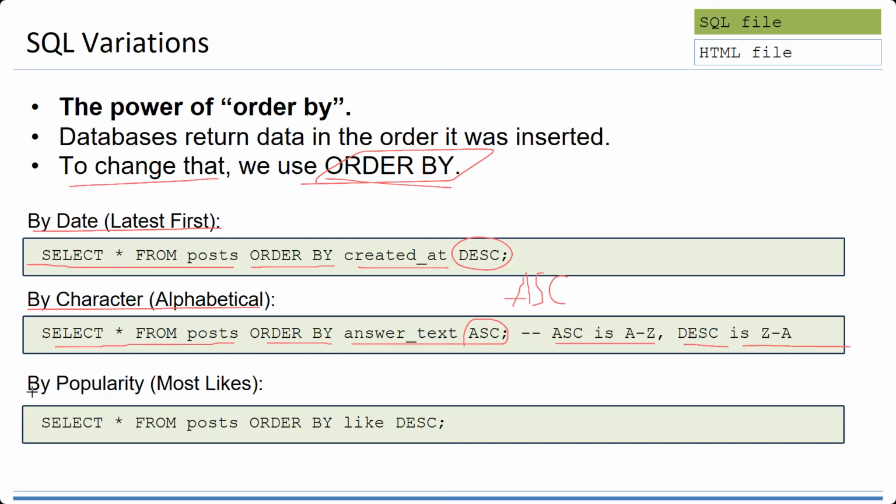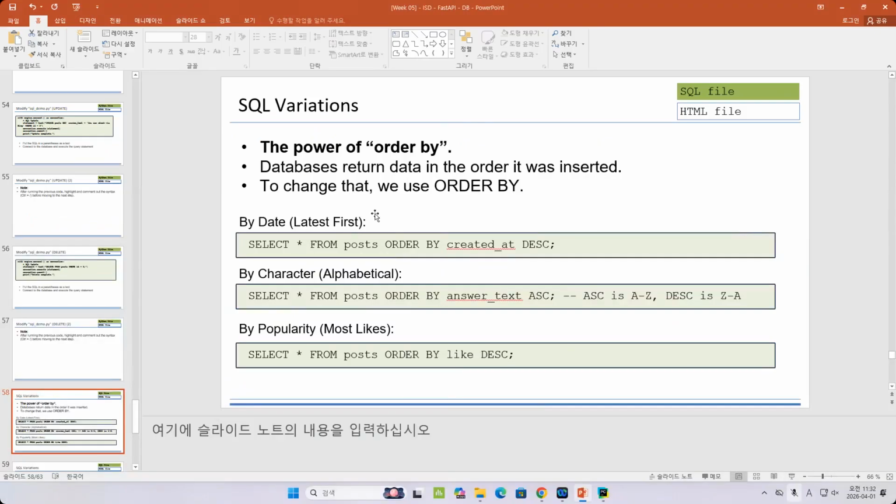Or let's say I'm going to check based on the popularity. So how many people like the answers? Then I can select from post order by like, and then I can put descending. Yeah, so this is a matter of the order by.